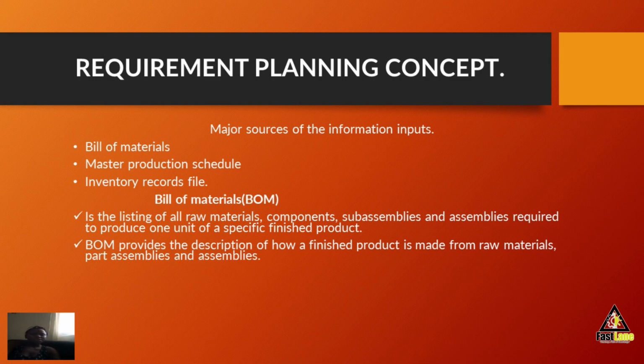So the bill of materials is the listing of all raw materials, components, sub-assemblies, and assemblies required to produce one unit of a specific finished product. So before you start your production, you need to know what raw materials you need, the assemblies, the components, because we know the finished product or the final product is got from the raw materials, components, sub-assemblies, and assemblies. So the BOM, or the bill of materials, helps you.